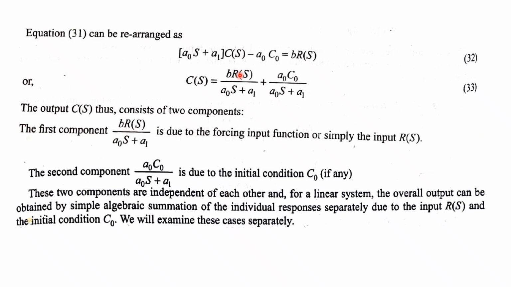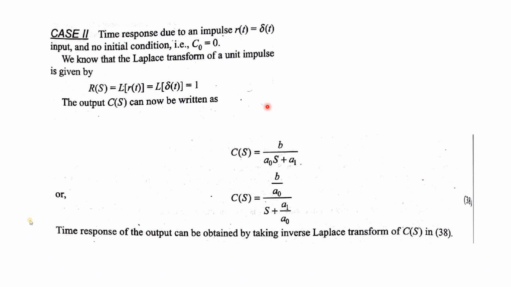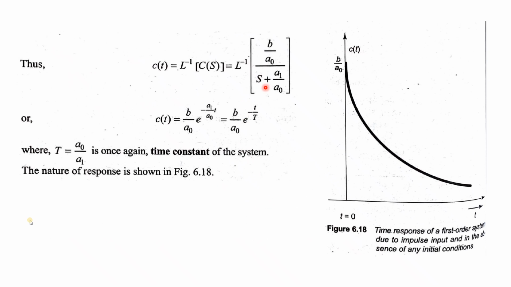In this case, it is told that the input is impulse. So that means Rs becomes 1, the input is impulse function, and the initial condition is 0. So only Cs will be B by A0S plus A1. You have to represent it in the form of a first order system, that is S plus something. Once you represent it, you find the inverse Laplace of Cs. You get B by A0 e to the power minus, same thing.